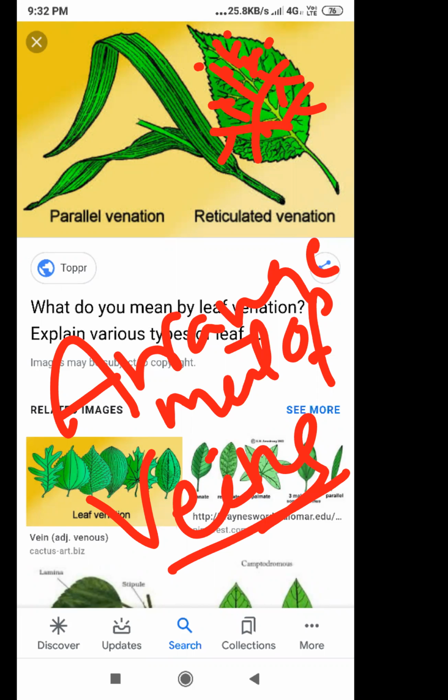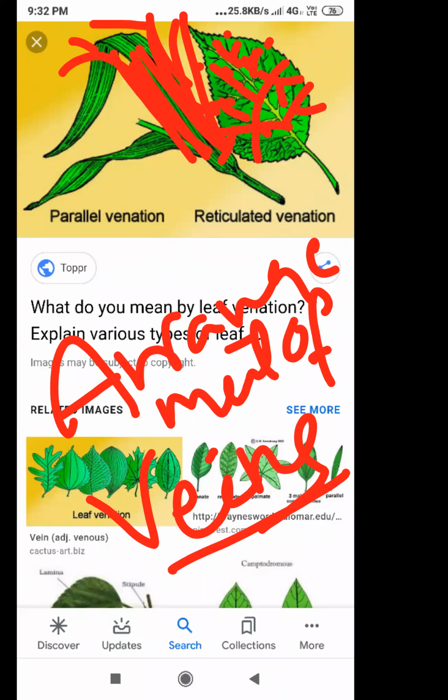Next, coming to parallel venation. If the veins are running parallel to each other, we have the center, the midrib, and on either side of the midrib the veins are running parallelly. This is called parallel venation.